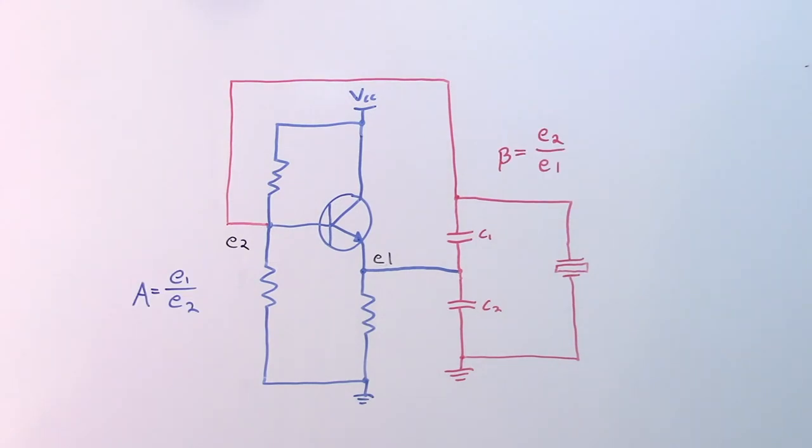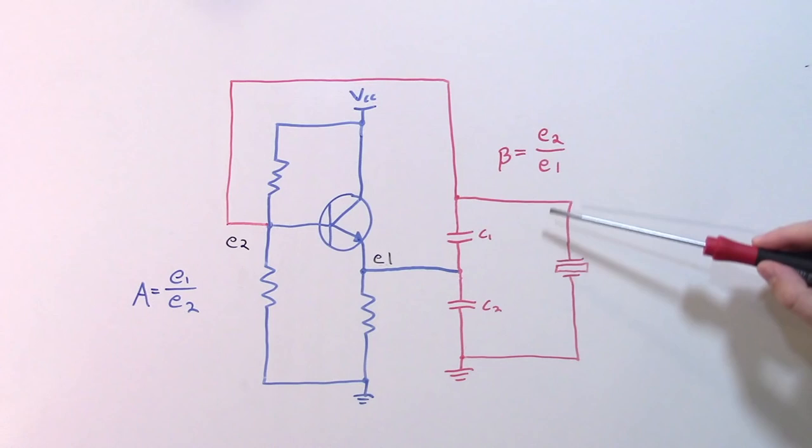So let's consider the gain in terms of voltage. I've labeled this point here E1 and this point E2. So this is the output of the amplifier and the input to the feedback network, and this is the input to the amplifier and the output of the feedback network. Now by definition, voltage gain is simply the ratio of the output voltage to the input voltage. And if you're at all familiar with emitter followers, you'll know that this ratio, E1 over E2, is actually going to be slightly less than 1. So the voltage gain out of this amplifier is actually going to be a little less than 1.